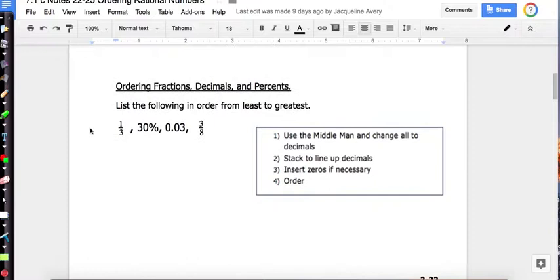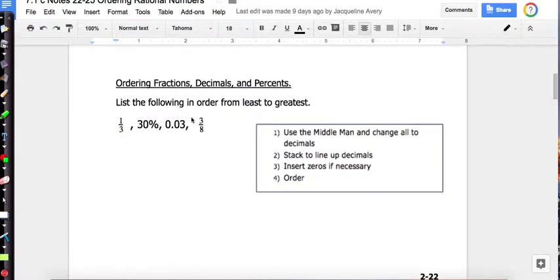And it says order fractions, decimals, and percents. List the following in order from least to greatest. The steps are use the middleman and change all to decimals, or I also said you can change into percents. Stack to line up the decimals. Insert zeros if necessary if they don't have the same amount of places after the decimal. And then finally, order.